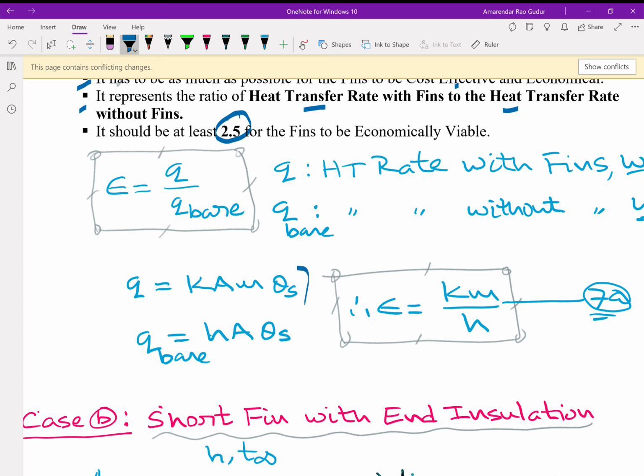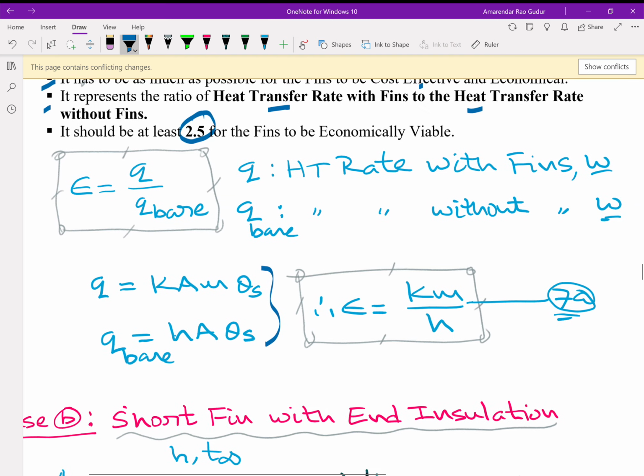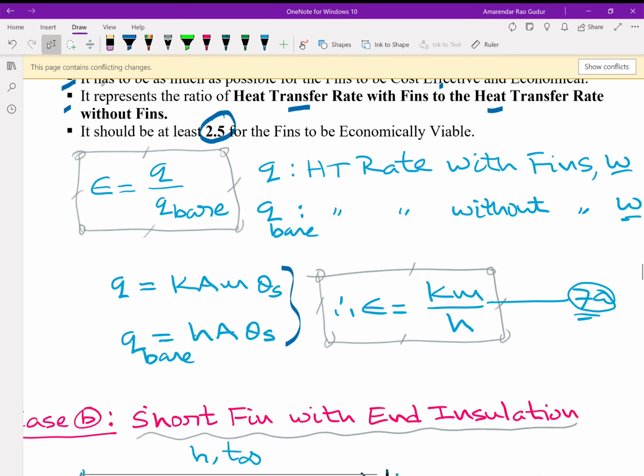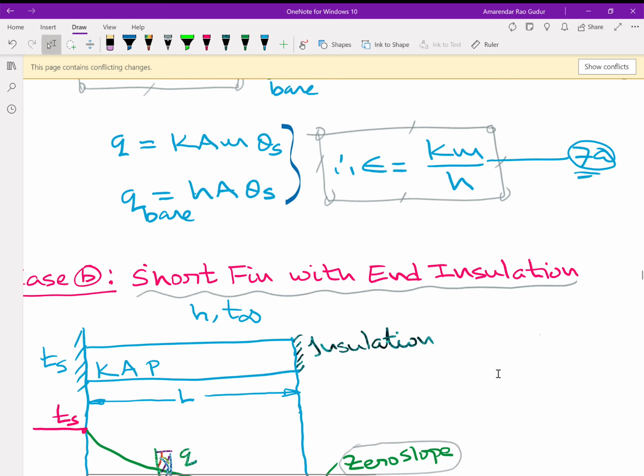Then if you implement both these equations here, your effectiveness is going to be Km by H. So you can calculate effectiveness, and if you realize that it is more than the threshold value of 2.5, you can say fins are OK, you can recommend. Otherwise, you can discard the idea of fins.